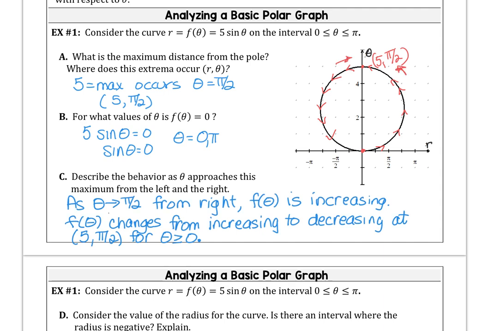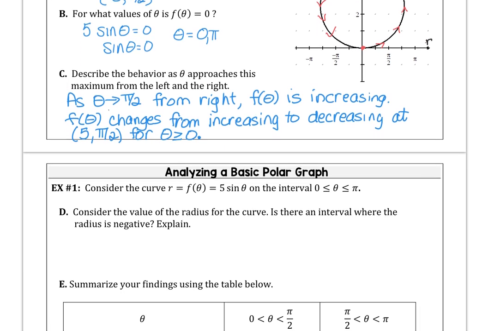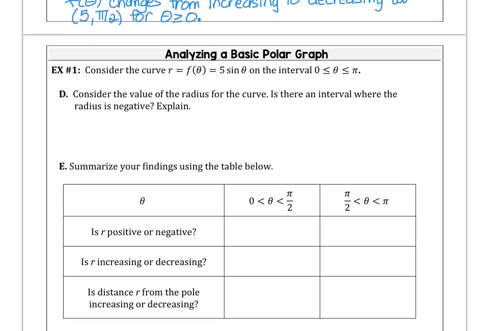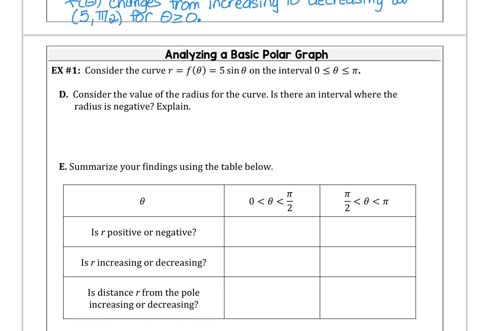But as you trace the graph around from 0 all the way back around to pi, those y values increase, there's a maximum, and then the y values decrease. So you want to be careful with your language here. Let's summarize our findings in the table on the next slide, considering that function value, the value of the radius for the curve. Is there an interval where the radius is negative? And explain why or why not.